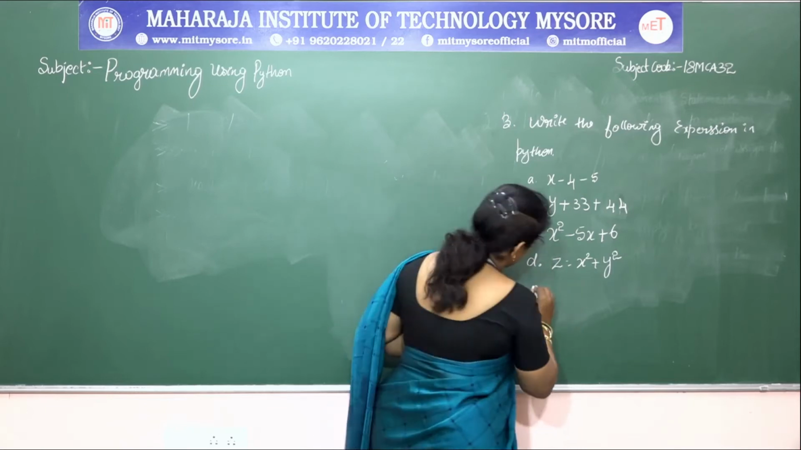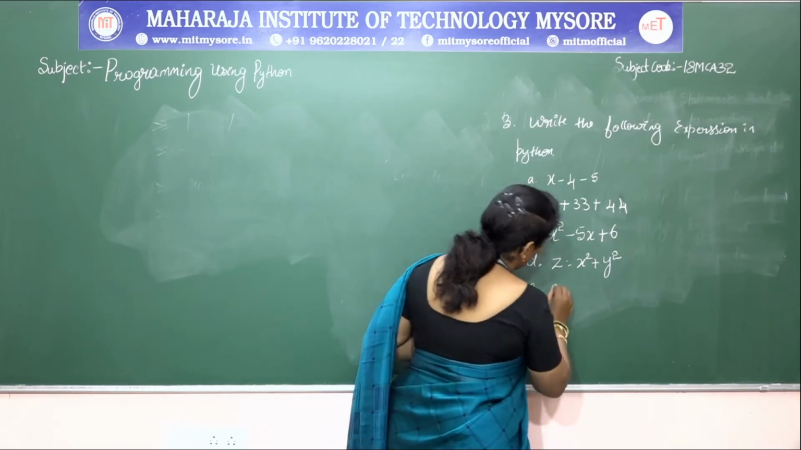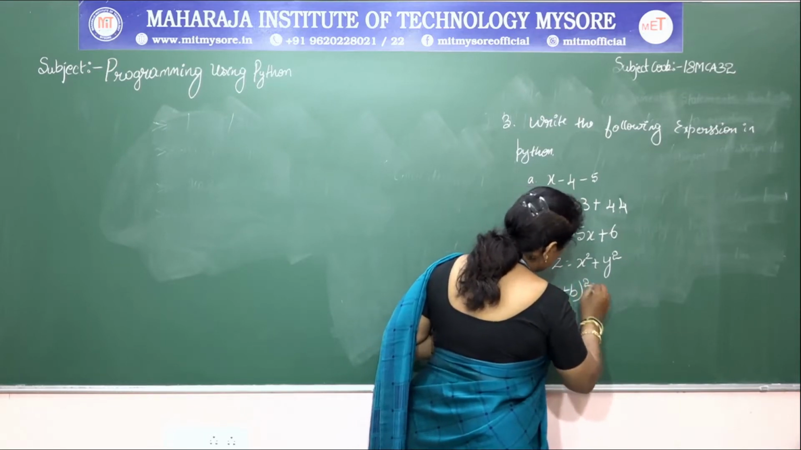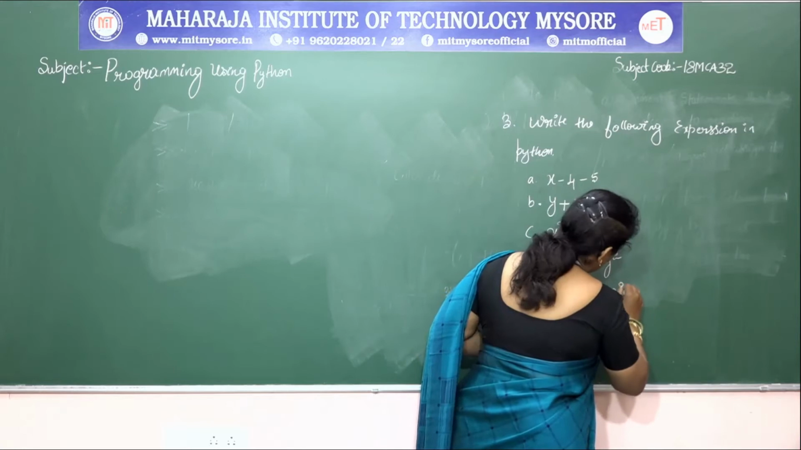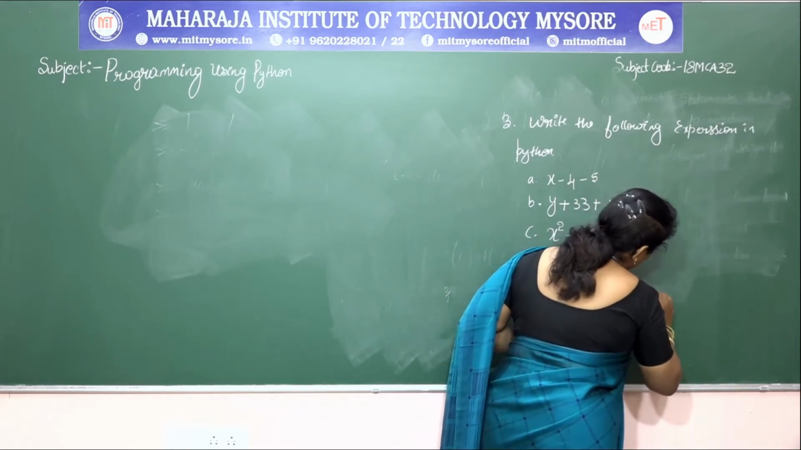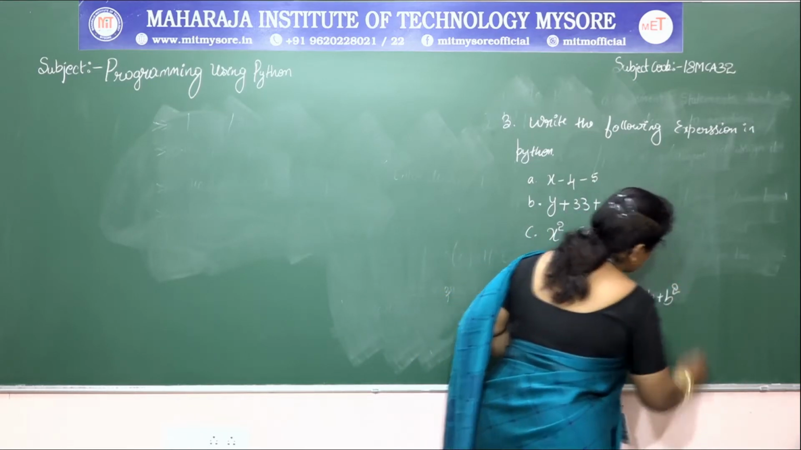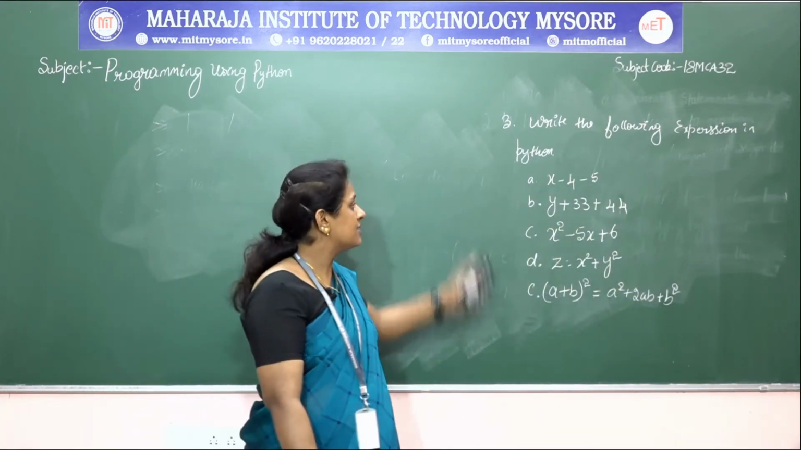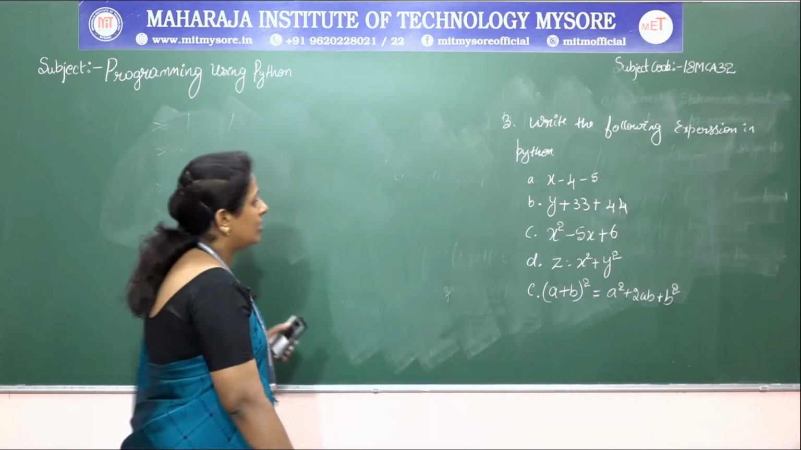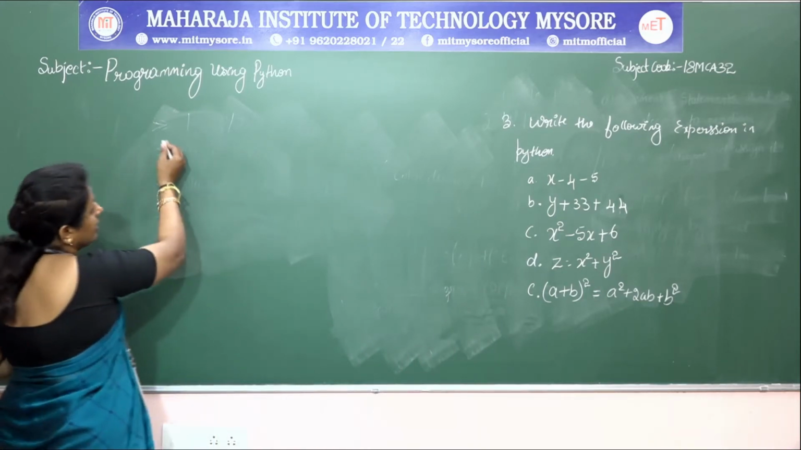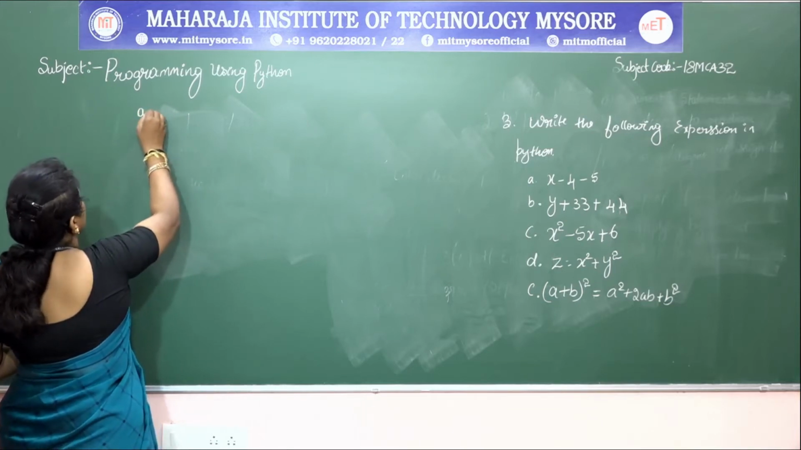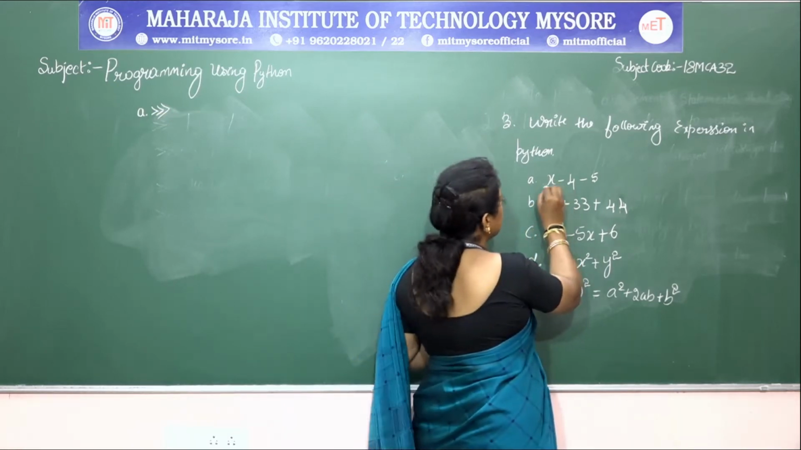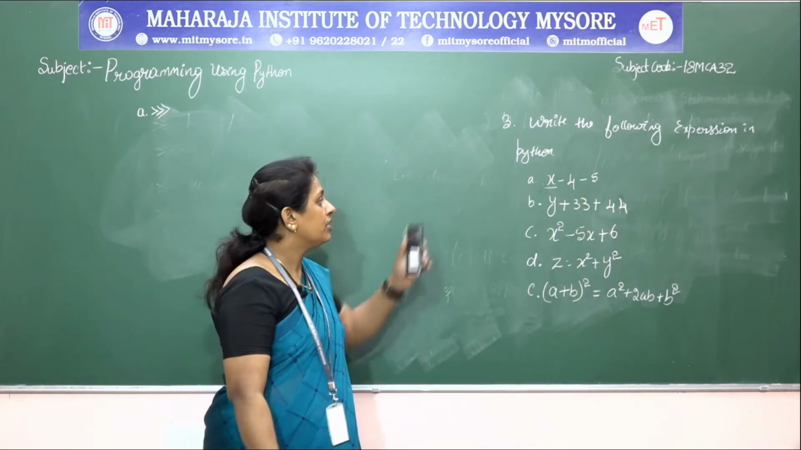Okay, and next expression is a plus b whole square, so that will be equal to a square plus 2ab plus b square. Okay, let's do all these things one by one. So let's start with first program. This first expression, that is a. So with respect to this, I need to create a variable called x. So x should be created.